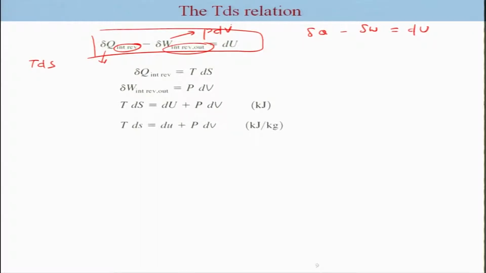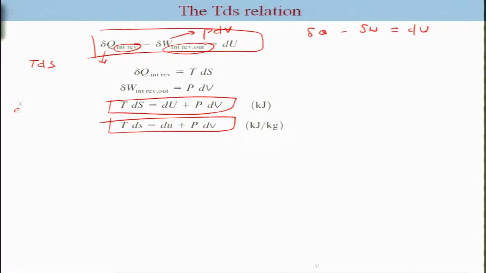Okay. So, if you do that, you have this relation which you get. Or per kg, you can write it in this form. Now, from here we can find out ds by dividing by T, and you can find delta S by integrating it.